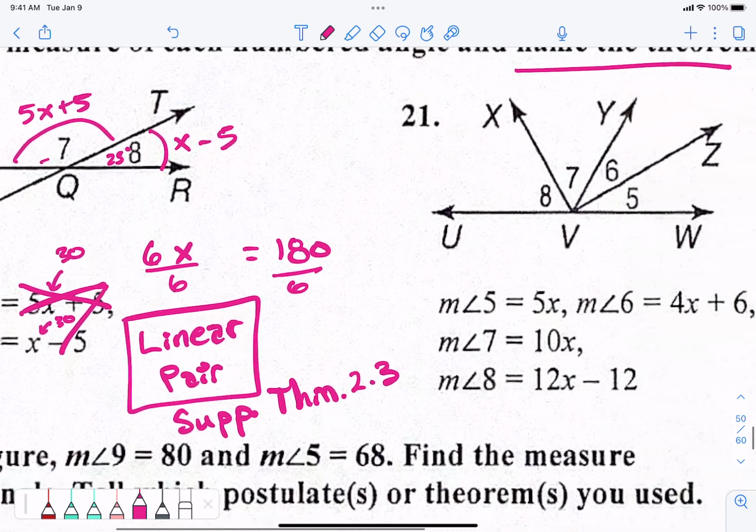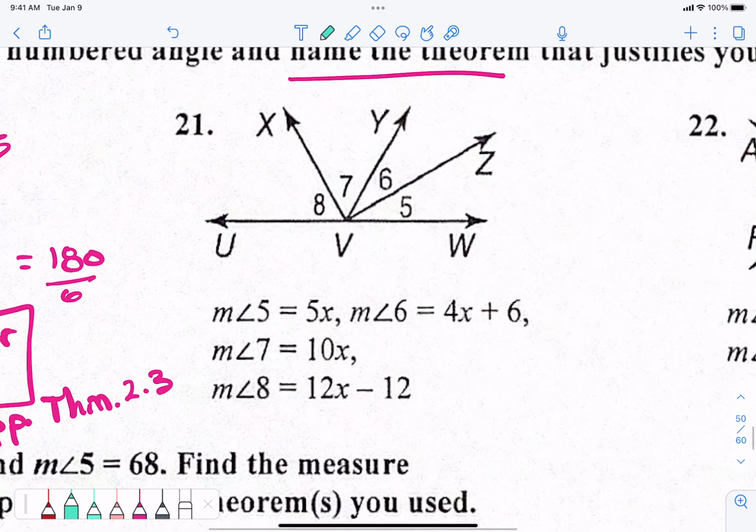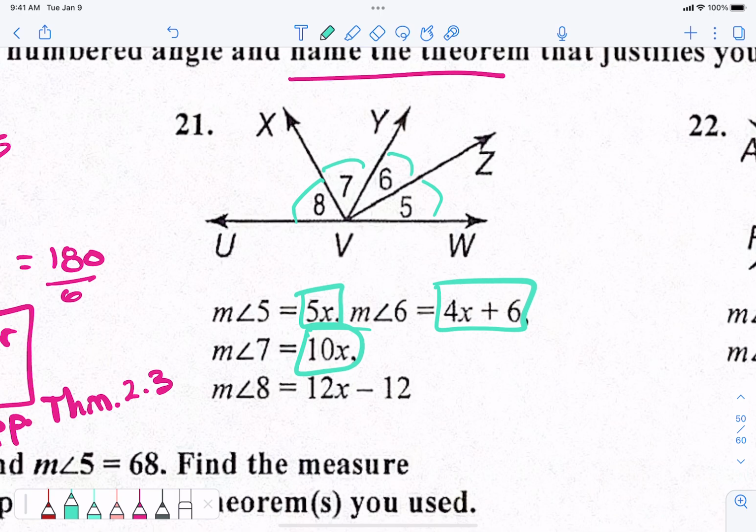Okay, 21? Ready? They give me angle 8, angle 7, angle 6, and angle 5, and that's what each one of these is. Are any of those equal to each other? It looks like maybe 6 and 5 might be equal. They all add up to 180, but we don't know that for sure. They're all on this straight line, so it's like a linear pair on steroids. We have 4 of them, right?